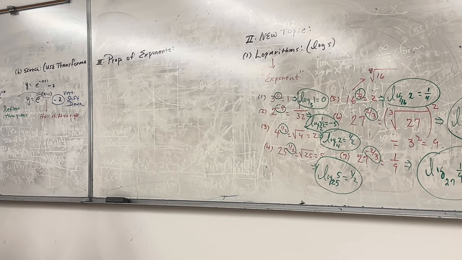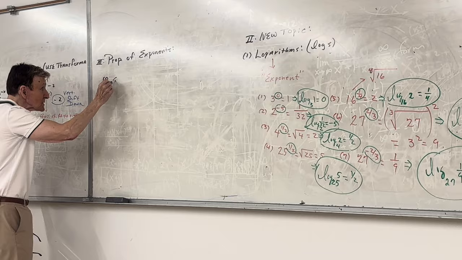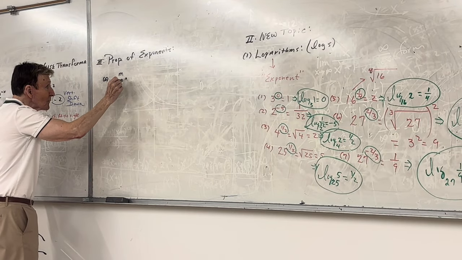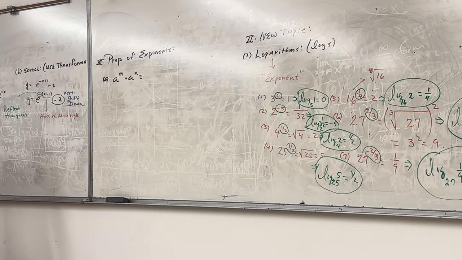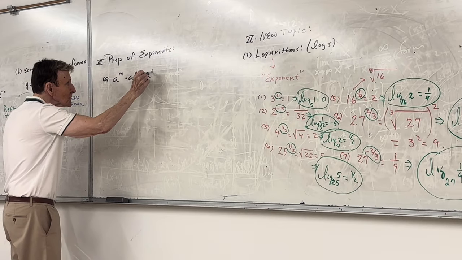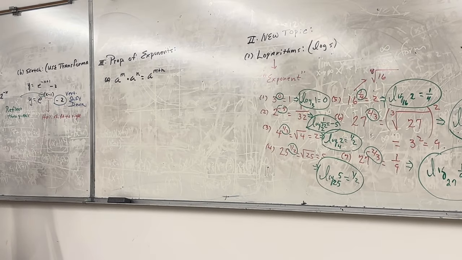Now let's travel across the street to the middle school and remind me what this property meant to do. These are like exponentials: a raised to the m times a raised to the n. What did you do back in middle school? There was a property that allowed you to do something here. Sarah? a to the power of m plus n. You add the exponents. So if you have a product, you add the exponents.